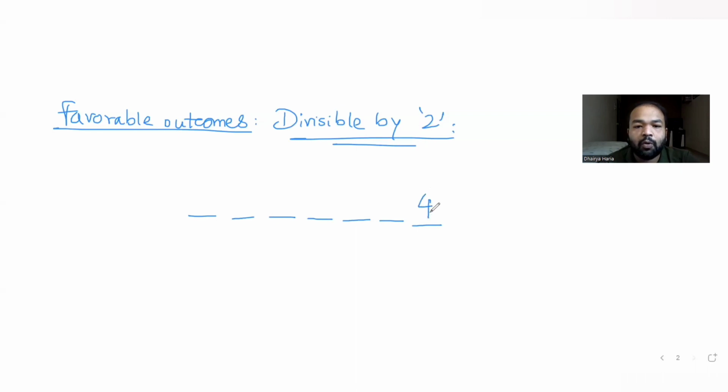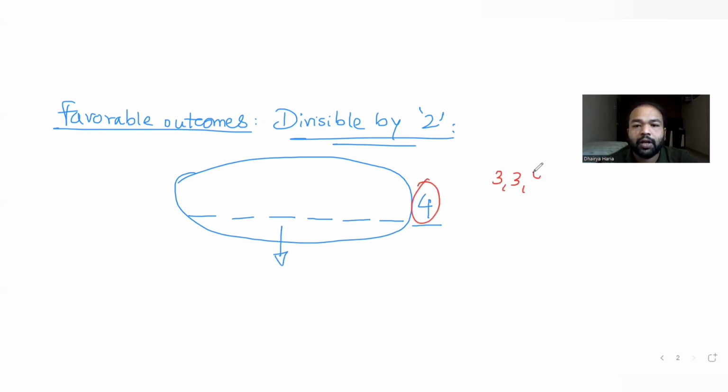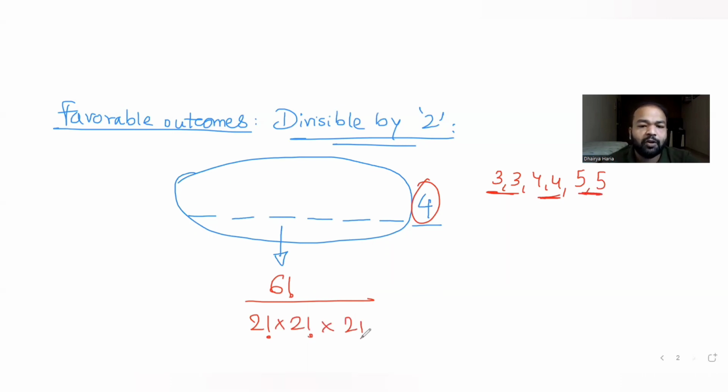So if I place a 4 here, any one out of the 3 4s that are present, for the remaining 6 places I can arrange the 6 numbers. The 6 numbers left after placing a 4 in the units place are 3, 3, two 4s still left, and two 5s. I can arrange them again in a straight line in 6 factorial ways, and I divide by the repeated numbers again. 3 repeating 2 times, so 2 factorial. 4 repeating 2 times, 2 factorial again. 5 repeating 2 times, 2 factorial again. So the favorable outcomes are 6 factorial upon 2 factorial into 2 factorial into 2 factorial.